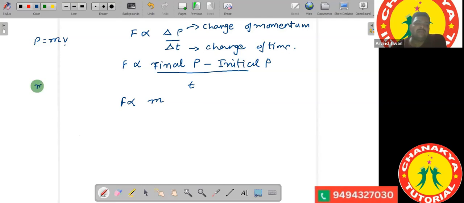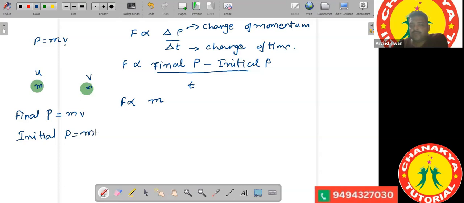Let's say I have a mass m which was initially moving with some velocity u, and after some time this mass m was found to be moving with some velocity v. So mass is the same; what has changed is its velocity. Final momentum will be denoted by m into v, and initial momentum will be given by m times u, as u represents the initial velocity. So I can write here force proportional to mv minus mu over t. Since mass is common, we take it out and you get v minus u over t.